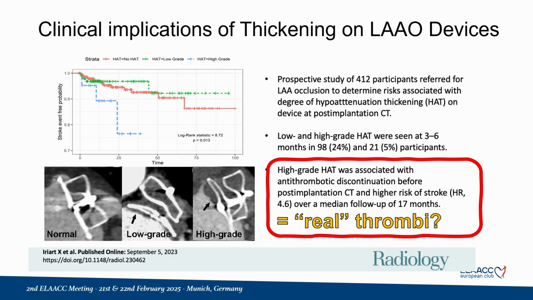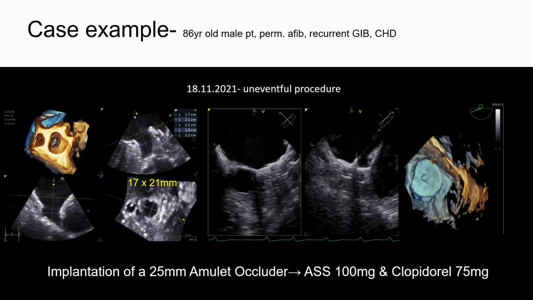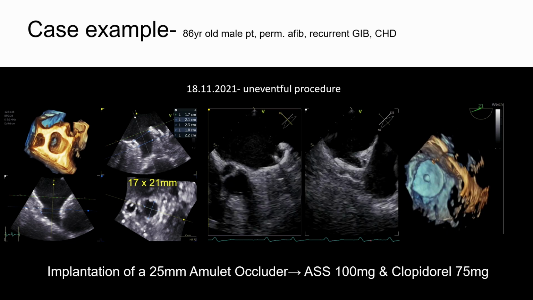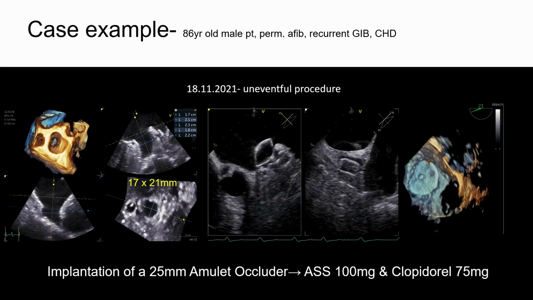But what we can learn from this study, obviously, is that if you have a high grade, this is associated with a higher rate of stroke. And this is maybe what we can call a real thrombus. But in my eyes, there's no real definition of what a thrombus is. So here's a case example, and this demonstrates maybe that it's not always that easy.